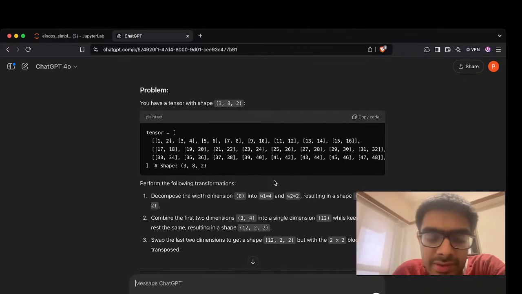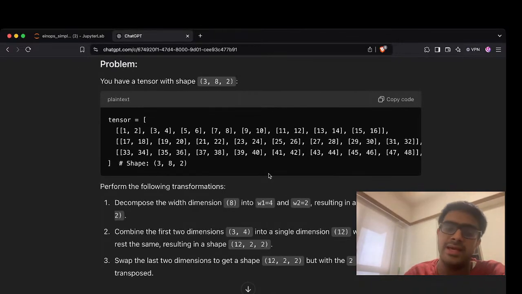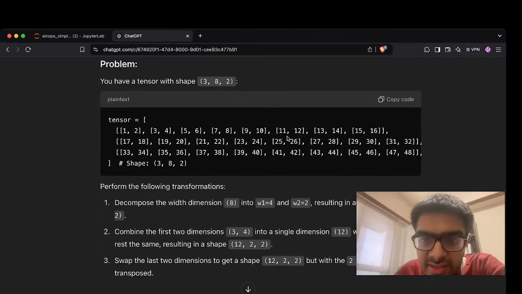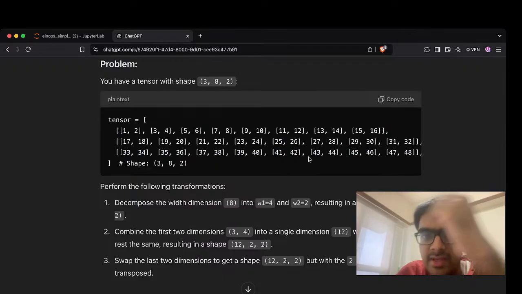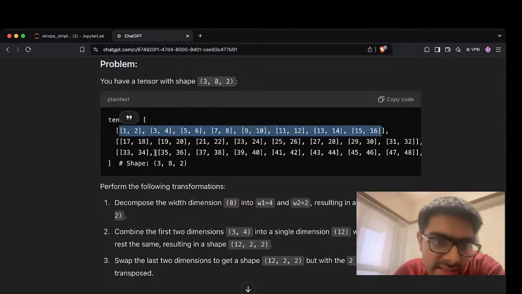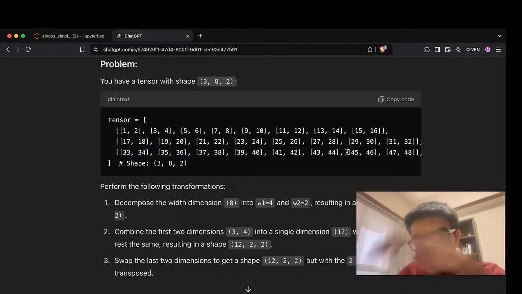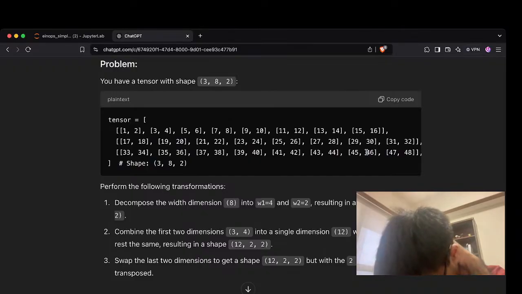This is a really hard one, okay. But I think it's necessary, right? So we have 3 by 8 by 2, which means this is my first, this is my second, and this is my third. This is the 3. The 8 comes from the number of things in each example. And the 2 comes from number of things in each of these, right? Okay.